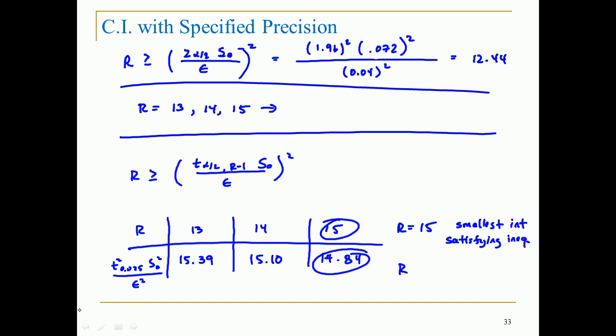So this means that r minus r0, you will need 15 minus 4, 11 additional replications. So 15 is not the additional number of replications you will need. You already have 4, so you have to look at the difference. And that means that you have to run your simulation 11 more times in order to satisfy that error. OK? So we're going to stop here.